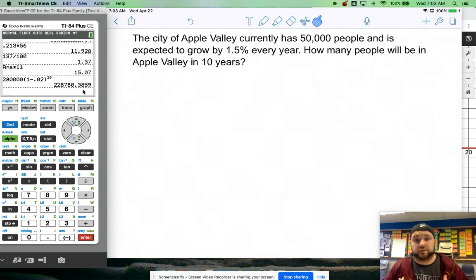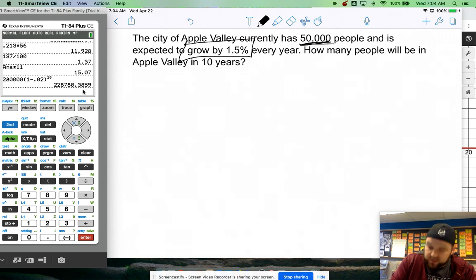I live in Apple Valley. The city of Apple Valley currently has 50,000 people, and it's expected to grow by 1.5% every year. How many people will be in Apple Valley in 10 years? So, again, we have a start value of 50,000. It is growing by 1.5%. So I am going to use the plus version this time.